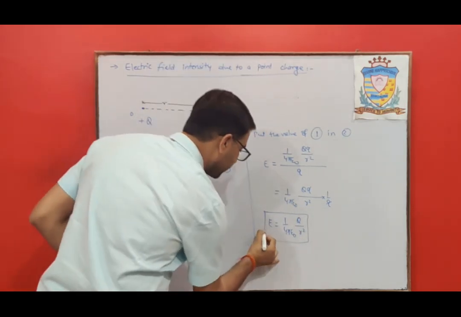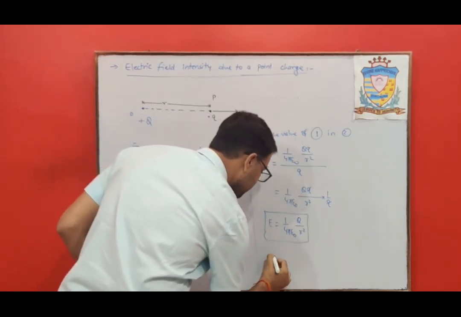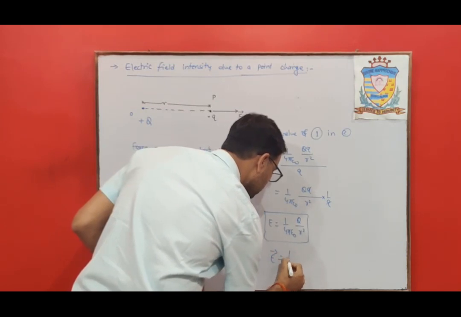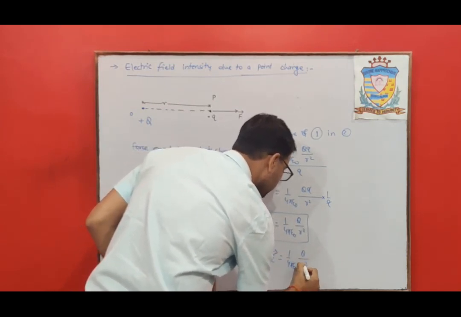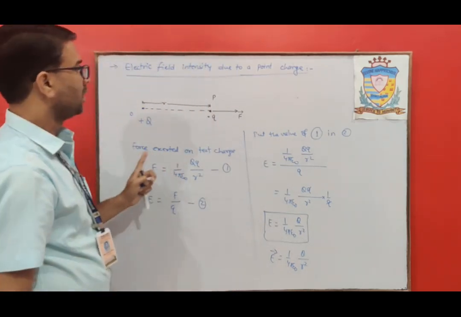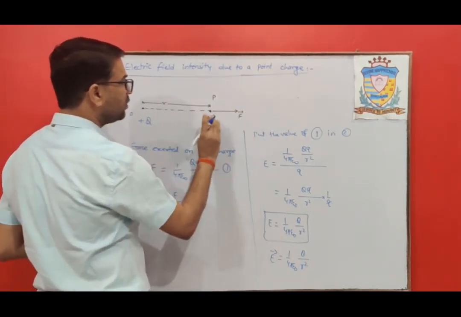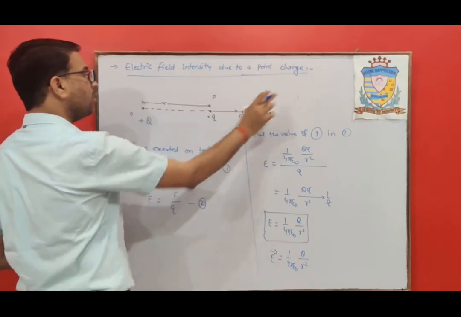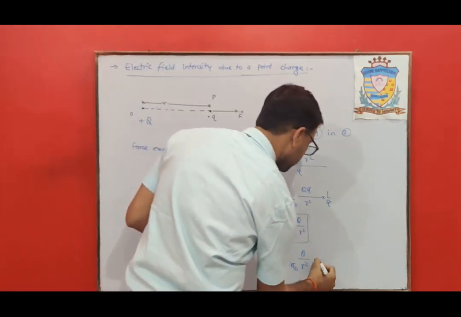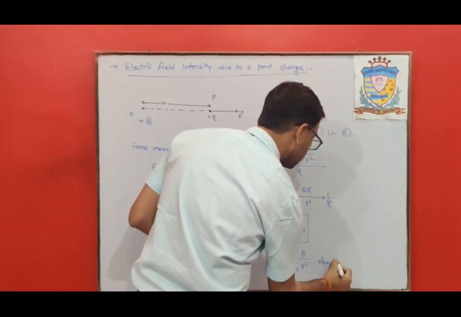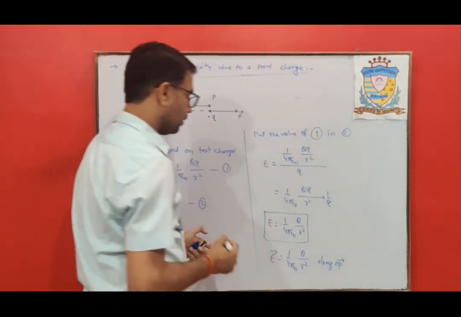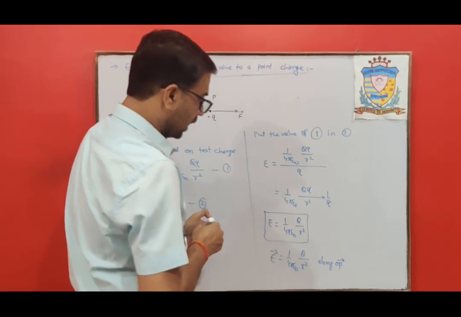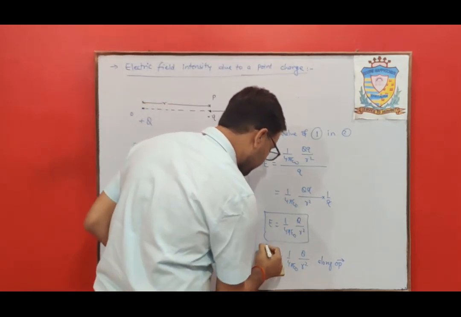And in vector form, this can be written as E is equal to 1 upon 4 pi epsilon naught Q upon R square, R cap. What will be the direction? Here nothing is given, so we can say along OP. Okay, so this is the electric field intensity at that point.